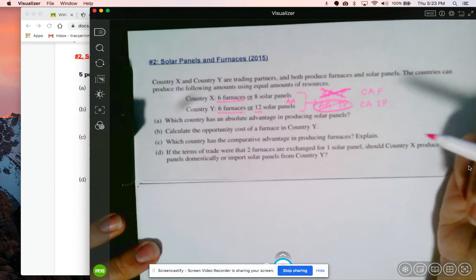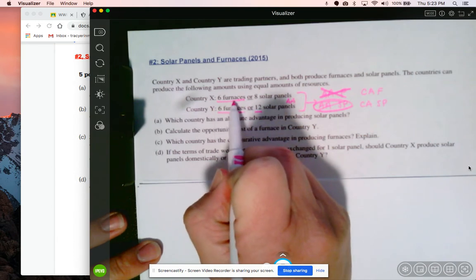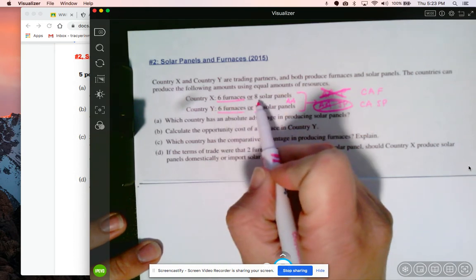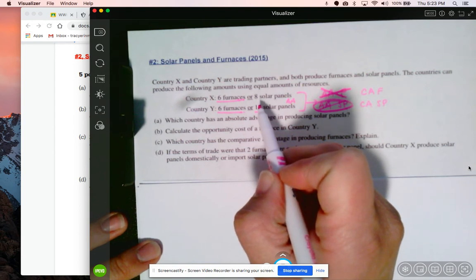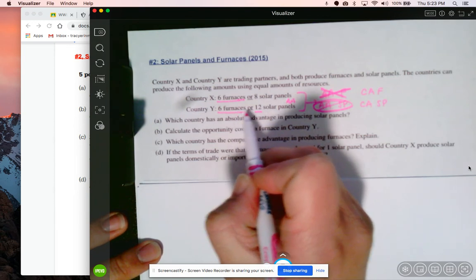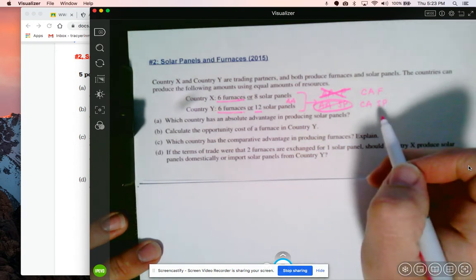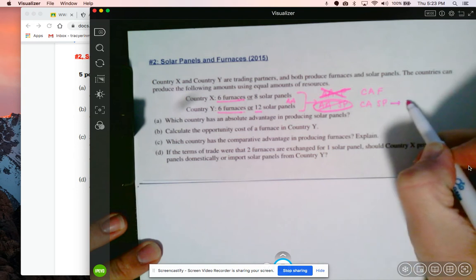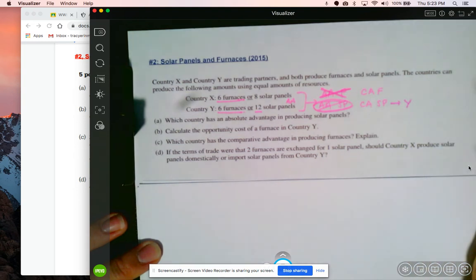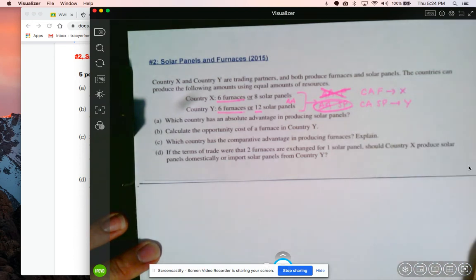Who should do what? So here's the conversation you have with yourself. You have this on a level playing field. So for every 6 furnaces that country X would make, the world would lose 8 solar panels. What a tragic thing. If country Y makes 6 furnaces, the world would lose 12 solar panels. That's so many more solar panels. We don't want that to happen. So therefore, the country that has the comparative advantage in solar panels is country Y, because the opportunity cost would be so much greater. It would be 4 more solar panels if they gave that production up. Therefore, the country that has the comparative advantage in furnaces is country X.